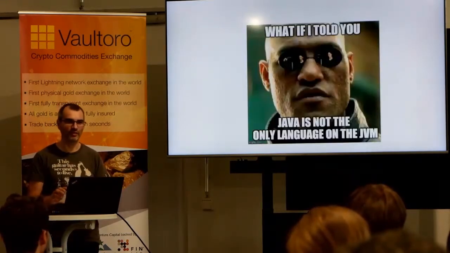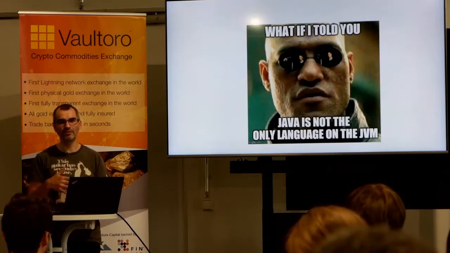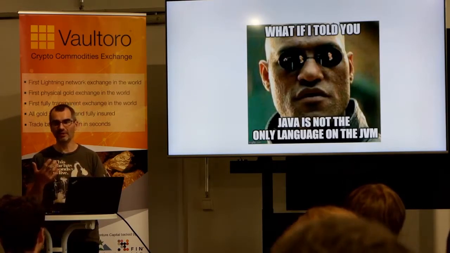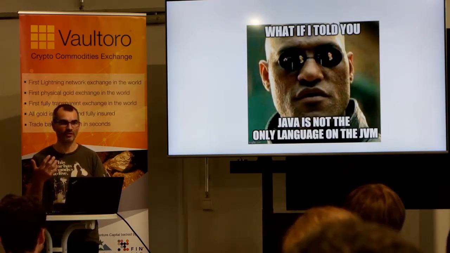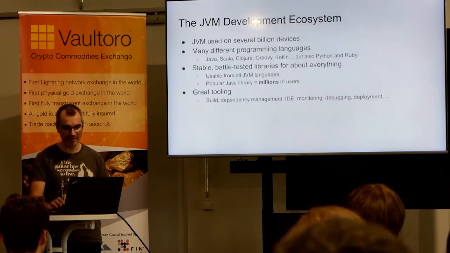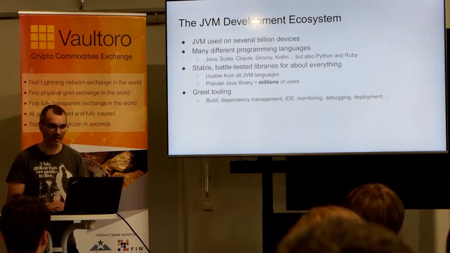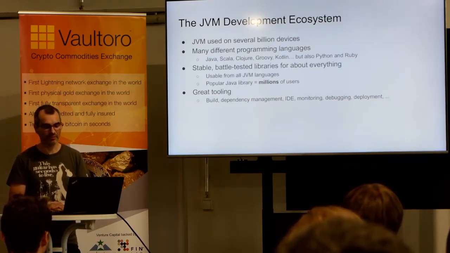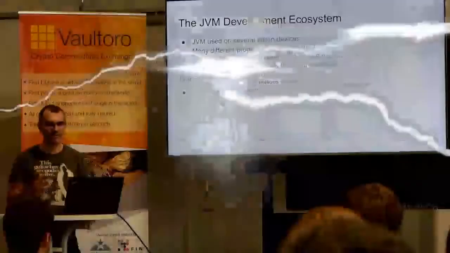And this is something also that not many people know, but the J in JVM stands for Java, but it's not limited to Java. There are many languages you can use on the JVM. There's Java, there's Scala, there's Clojure, Groovy, Kotlin. You can run Python, you can run Ruby. It's used on literally billions of devices.